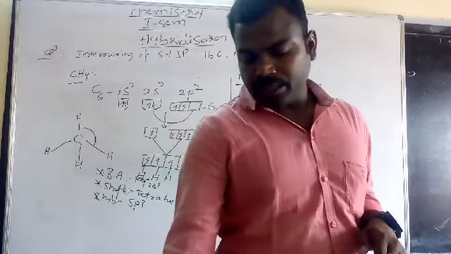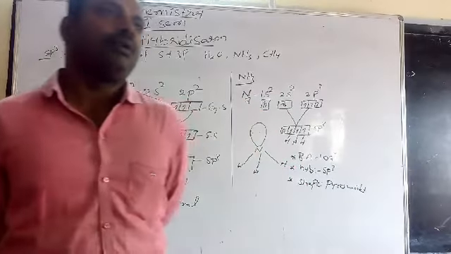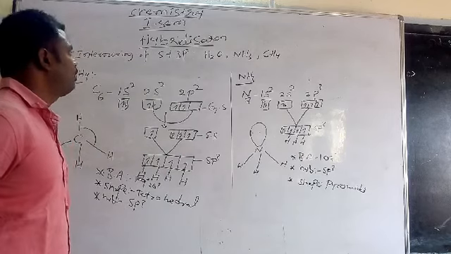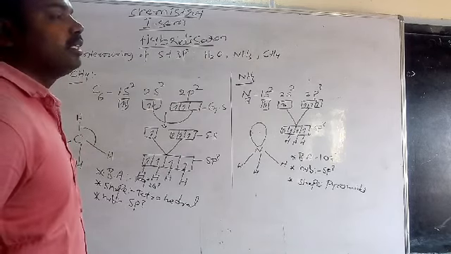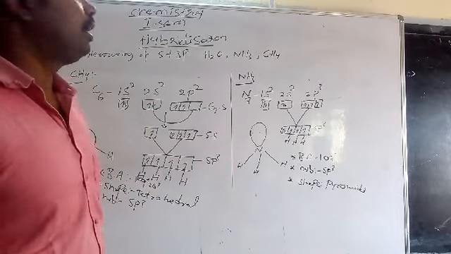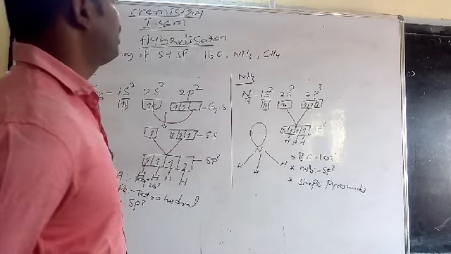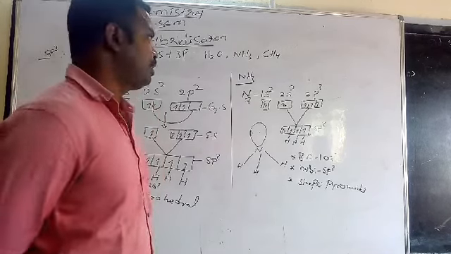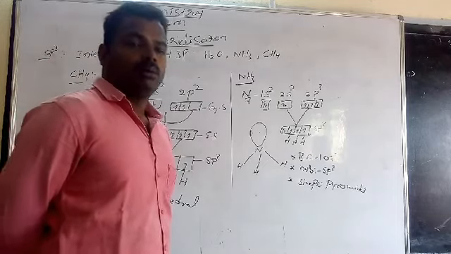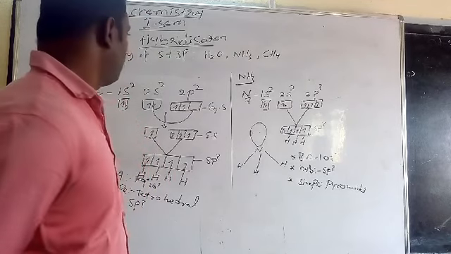Once again I repeat, sp3 hybridization. Intermixing of the 2s orbital and 3 p orbitals combine to give new equivalent hybrid orbitals called sp3 hybrid orbitals. This process is known as sp3 hybridization. For sp3 hybridization, three examples are there: H2O, the water molecule; NH3, the ammonia molecule; and CH4, the methane molecule.